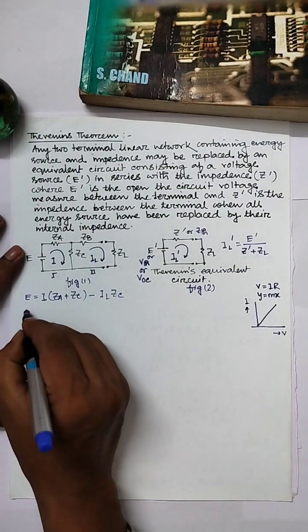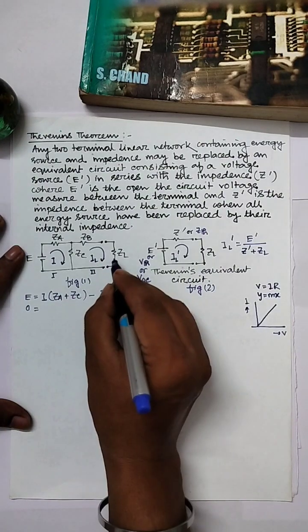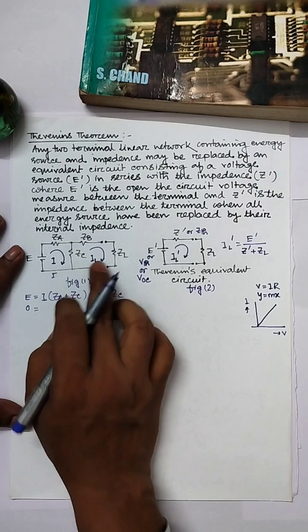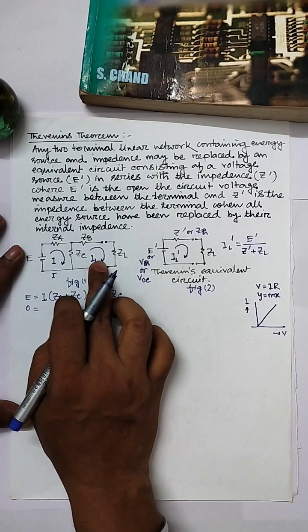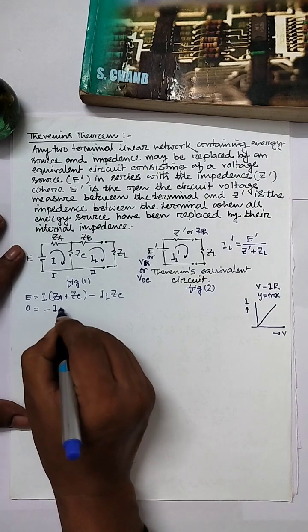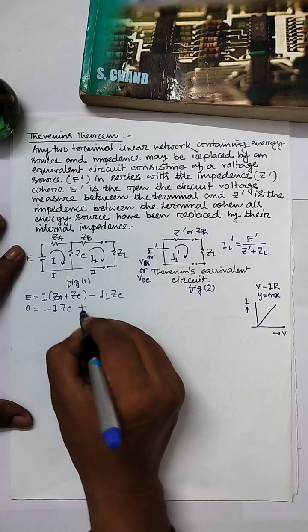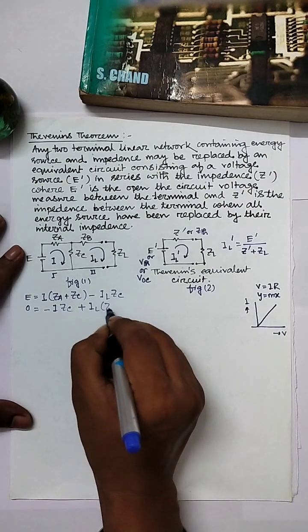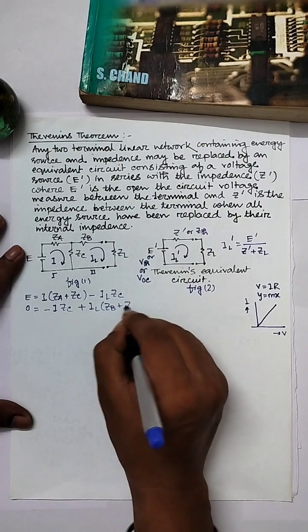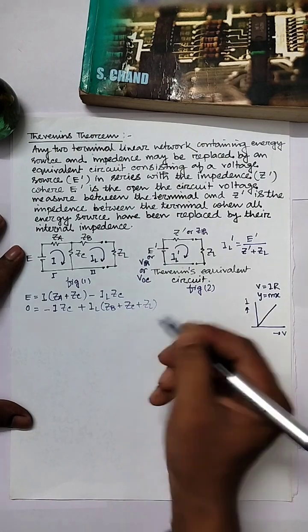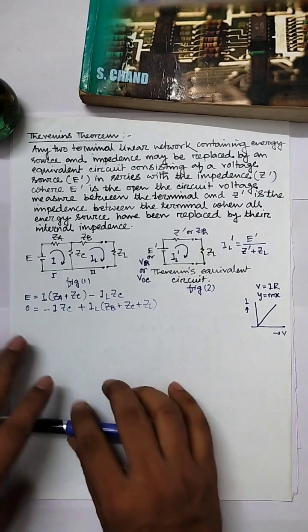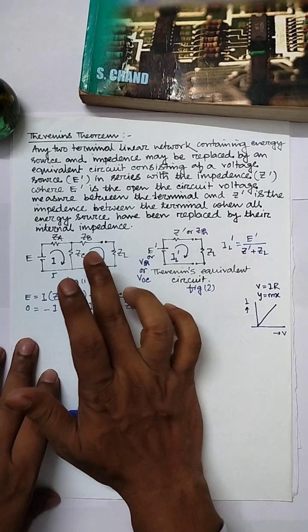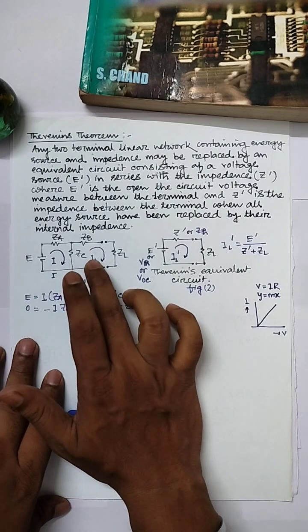From mesh 2, 0 equals minus I ZC, because in this mesh I is in the opposite direction of IL, plus IL times ZB plus ZC plus ZL. So these two equations we get from the main circuit by using KVL.